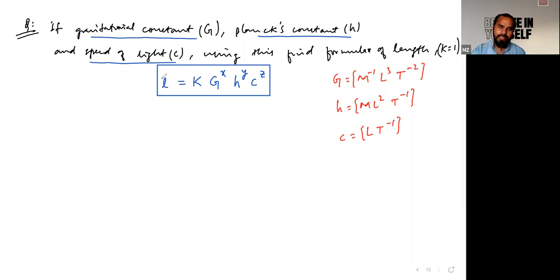Here L is length, so you take capital L, or in terms of dimension, you can take M raised to the power 0, L raised to the power 1, and T raised to the power 0 on the left hand side. As there is no mass and no time term on the left hand side, just write the dimension like this and try to simplify.